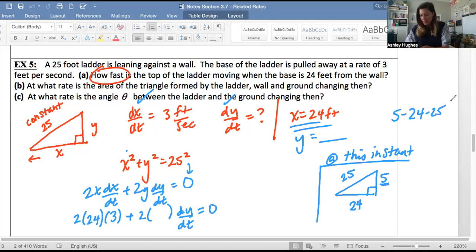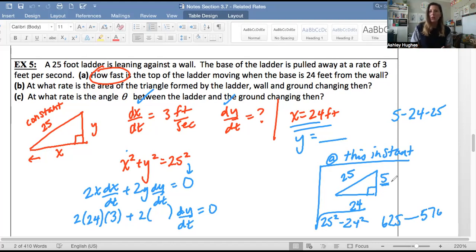Oh my goodness. Okay, so what are we gonna do here? I'm gonna plug in that 5. You could also do Pythagorean theorem, 25 squared minus 24 squared, and take the square root of that. So what's 25 squared? Let's see. 625 minus 24 squared, 576.